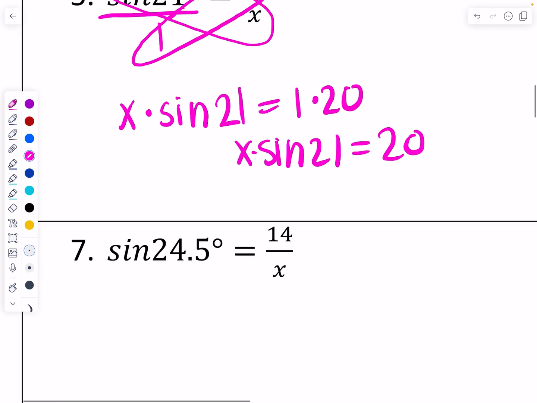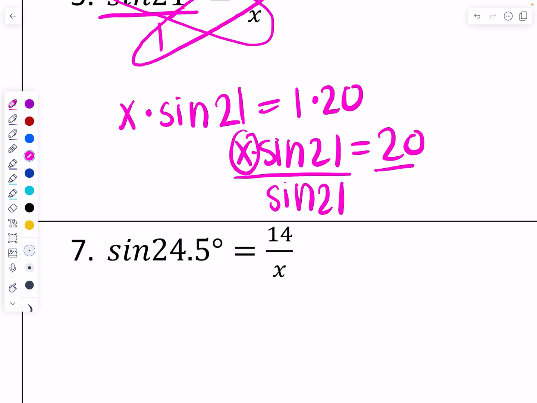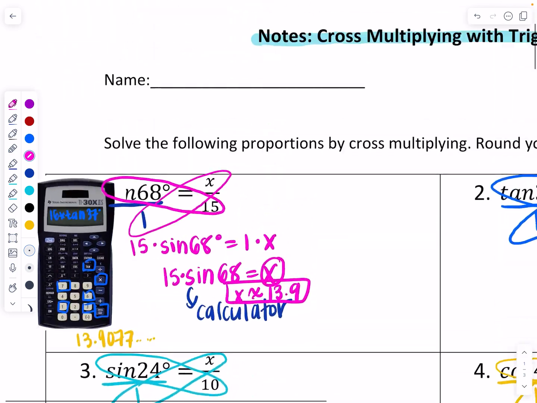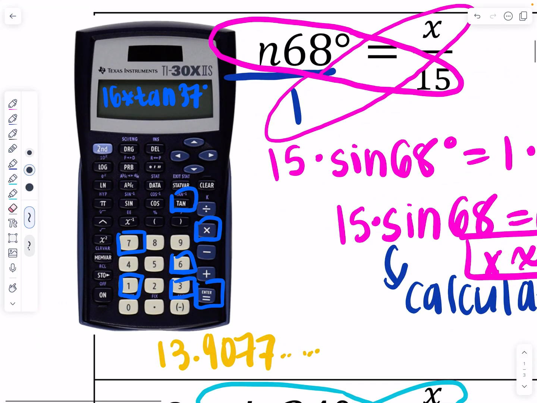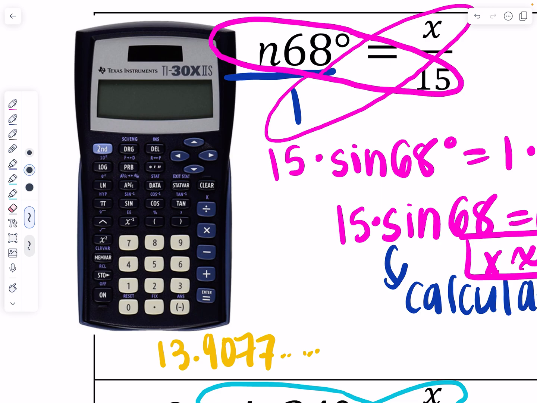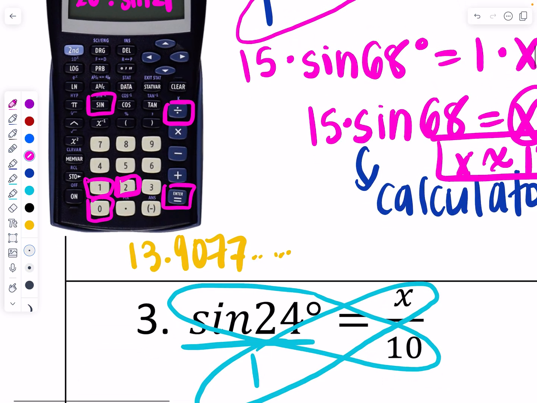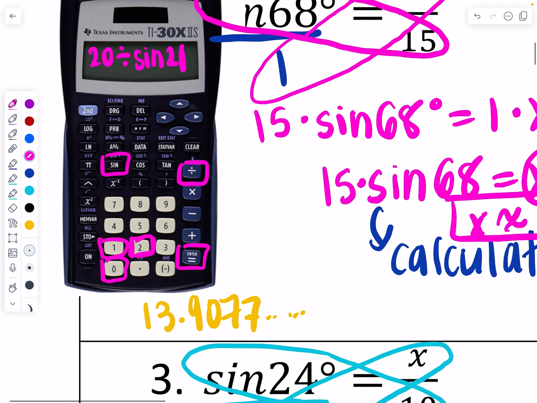To get x by itself, we divide by the sine of 21 on both sides. So it cancels out of this side and moves to the other side. In my calculator, I'm going to do 20 divided by the sine of 21, and then I click enter.